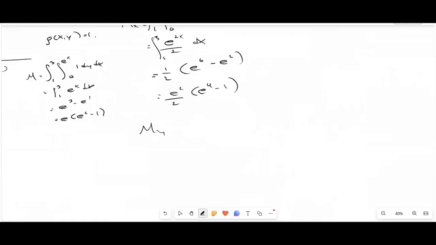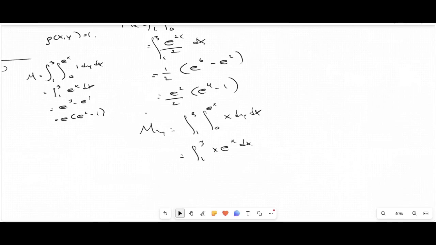One more, same idea. 0 to e to the x, but now I'm multiplying by an extra factor of x. This is the same as the integral from 1 to 3 of x e to the x dx.